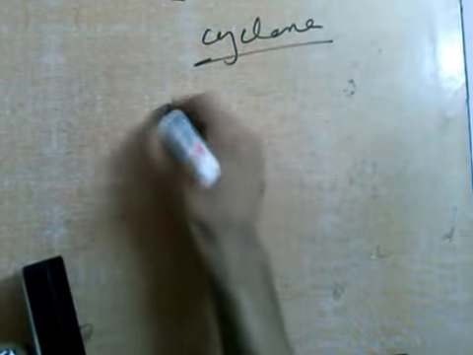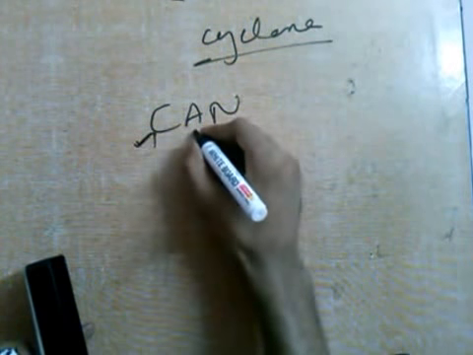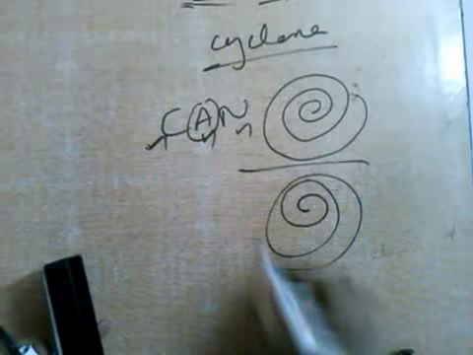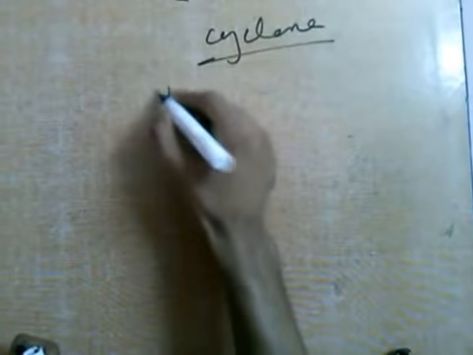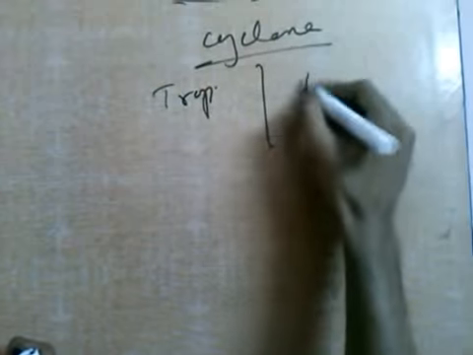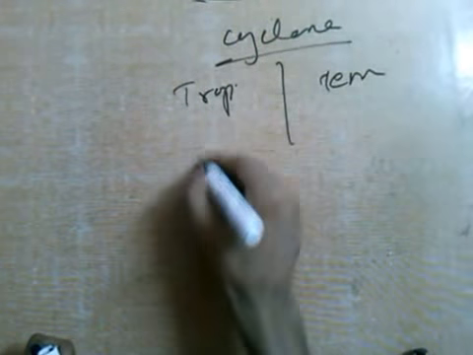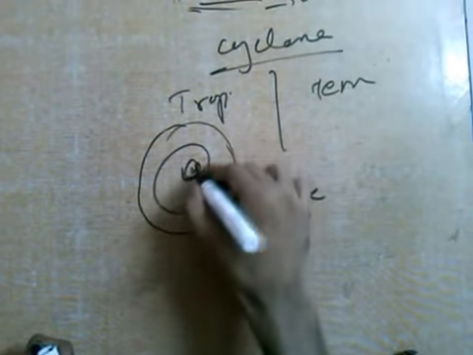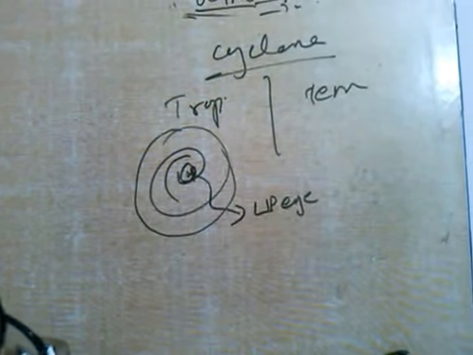Cyclone: the first thing we have to remember is CLAN. What is CLAN? C is cyclone, anti-clockwise in the northern hemisphere. In the cyclone it is anti-clockwise in the northern hemisphere, and the reverse in the southern. That's all for cyclone. And cyclone is of two types: tropical cyclone and temperate cyclone. In a tropical cyclone, the center region is low pressure, called the eye, surrounded by high pressure.